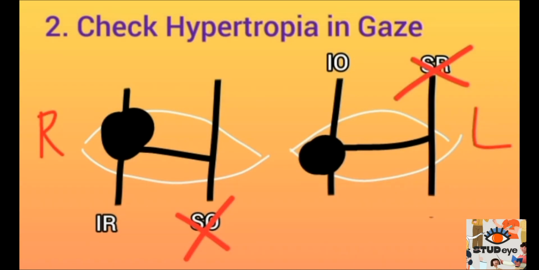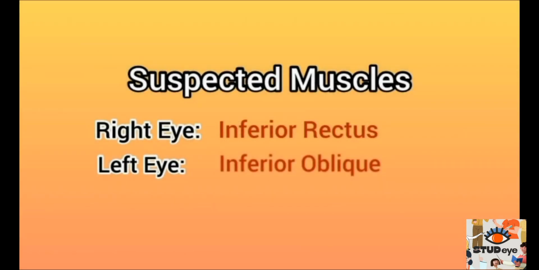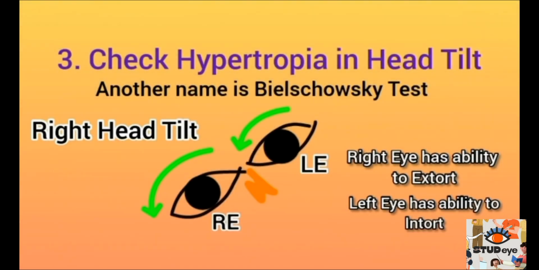So we have just removed these 2 muscles, and now we have concluded that out of 4 muscles, 2 are okay, which are superior oblique and superior rectus, and there can be a problem in the inferior rectus of the right eye or the inferior oblique of the left eye. So out of 8 cyclovertical muscles, we have now narrowed the suspicion to 2 muscles. Let's move on for further confirmation of which muscle actually has the problem. Now the last and most important test is that we have to check the hypertropia in the head tilts.